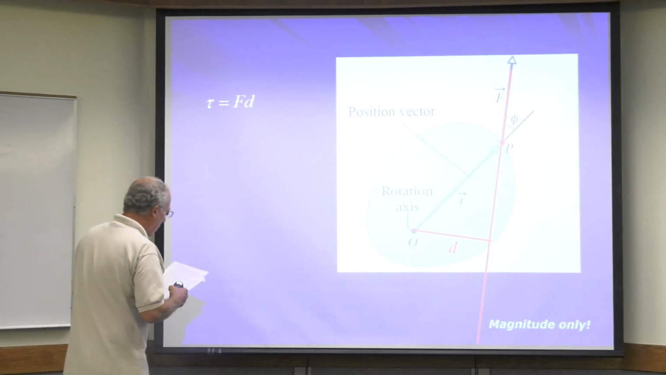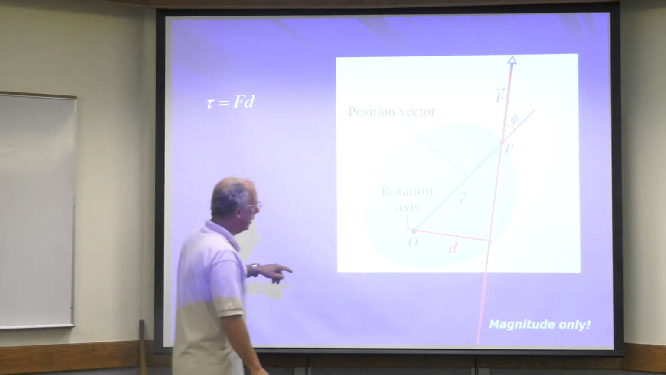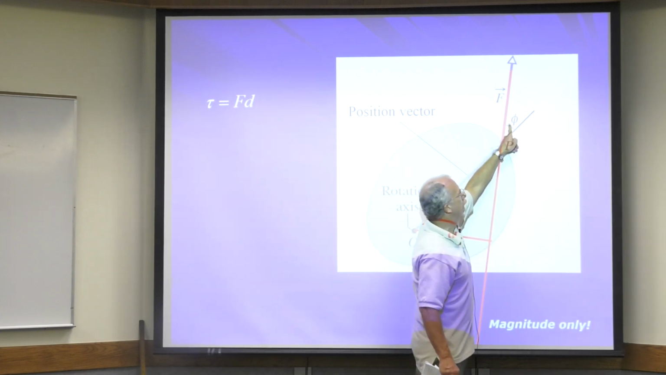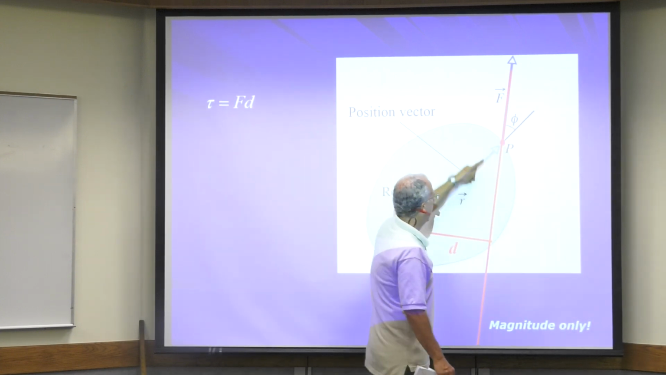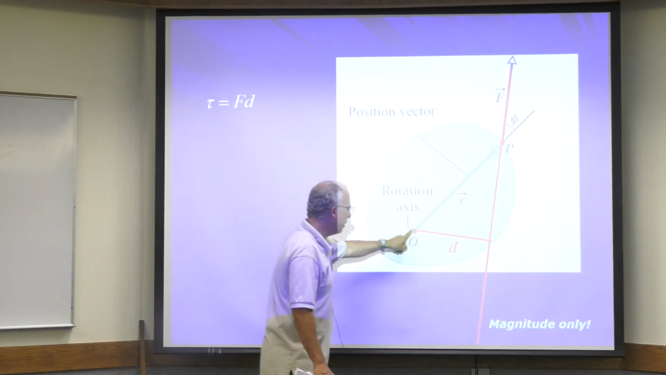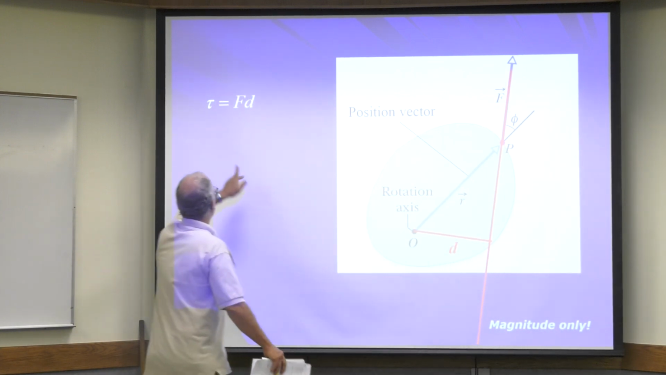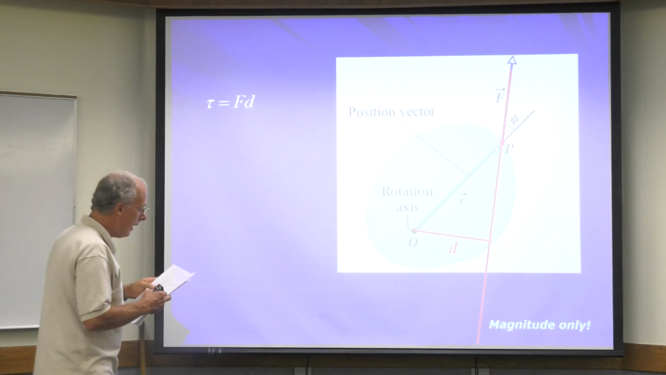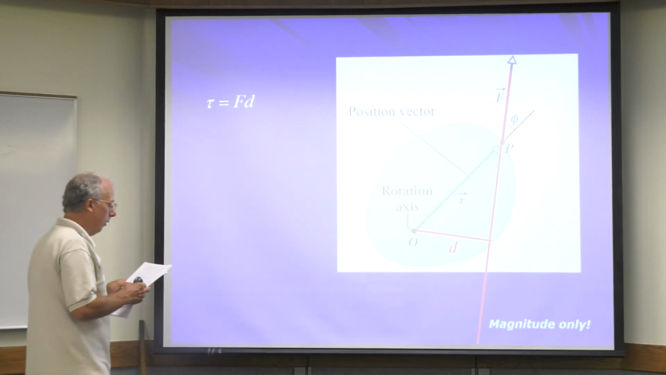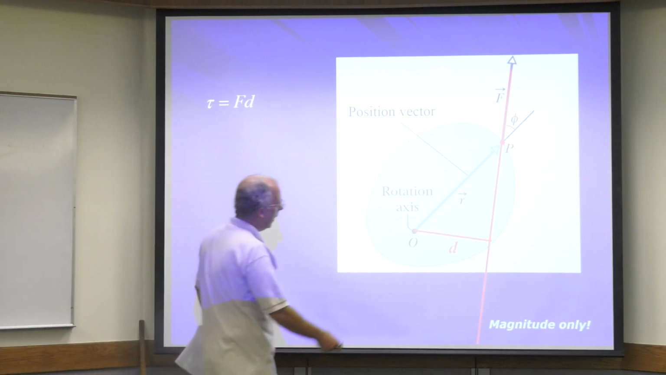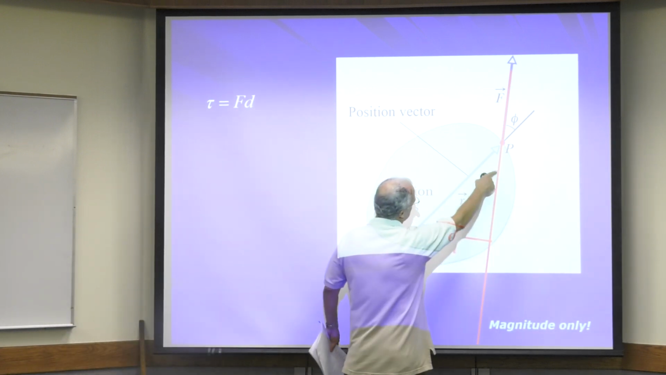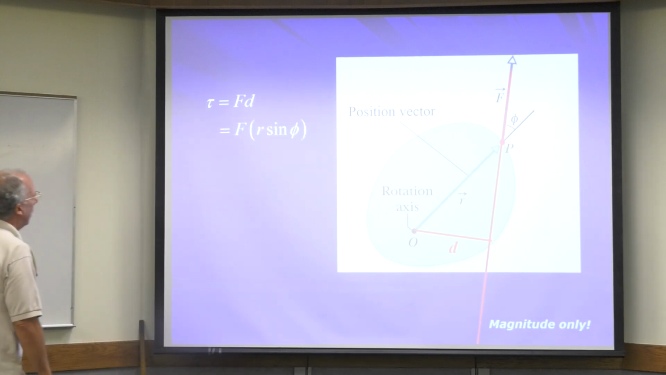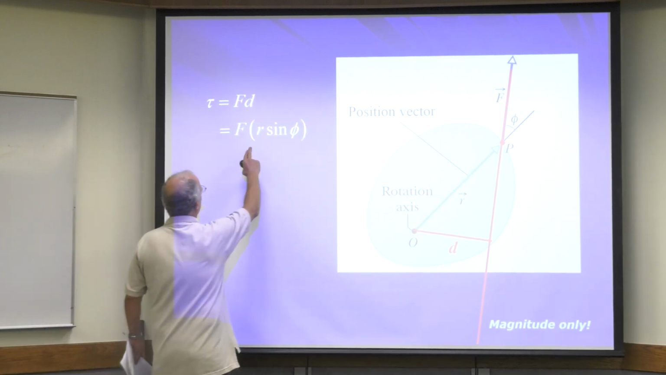Okay, so what is an equation for this D? In other words, this is angle phi, this is angle phi, here's R, right? So what's an equation for D? I want to get rid of my D. What's D in terms of R and the angle? Well, it's sort of obvious, right? D is opposite, so it's R sine. Okay, so we substitute for D, we get R sine phi.